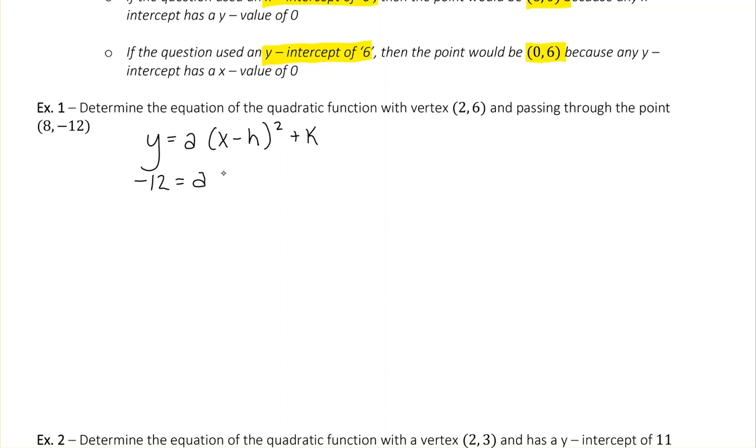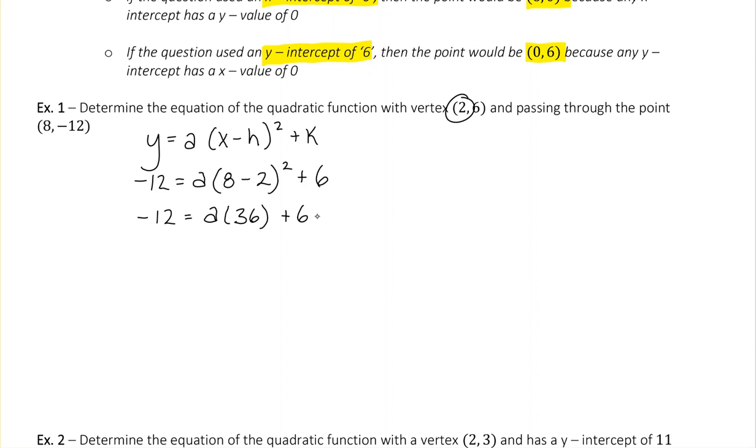A, we don't know. X is 8. H is the x value of our vertex, which is 2, but we need to make sure we plug it in opposite as -2. And then our k value is the y value of our vertex. Now the whole point of determining these equations is essentially identifying what that a value is. If I keep going here, 8 minus 2, that's 6 squared, that gives me 36.